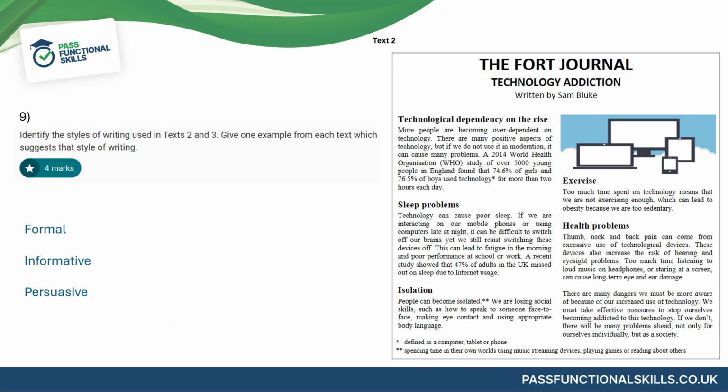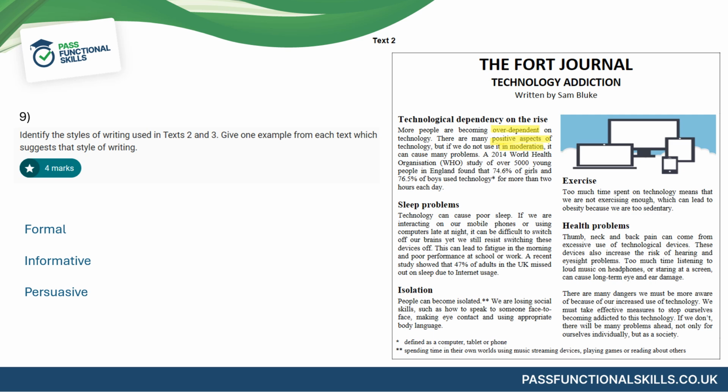So if we have a look at text 2, we need to decide what style it is and give an example from the text which shows that style. Remember, an example is just a quotation pulled directly from the text. So straight away we can see that this text is definitely very formal. It's written using very formal language, for example, words like over-dependent, positive aspects, in moderation. So any of those words would be good examples of that.